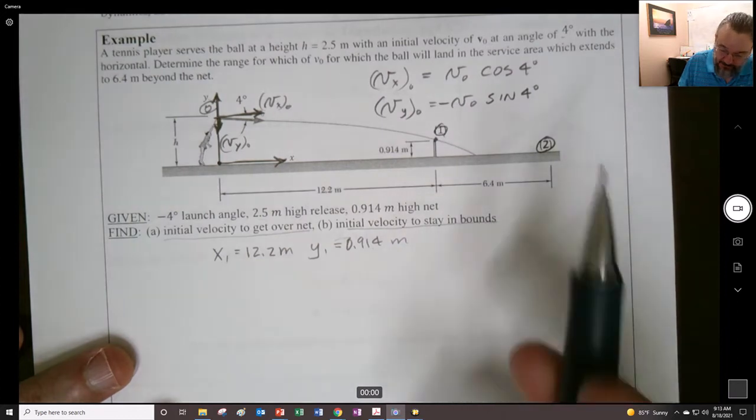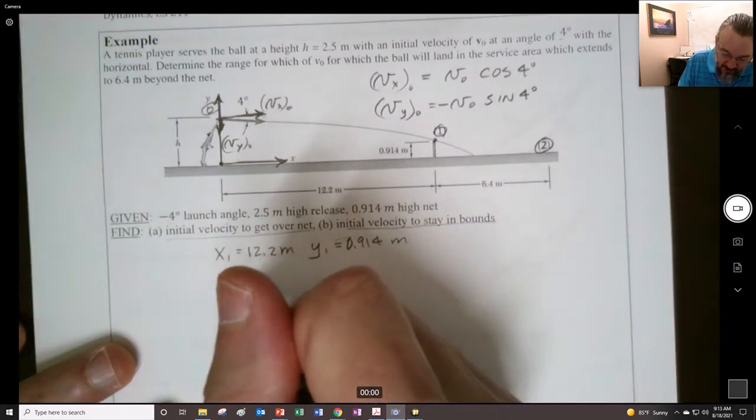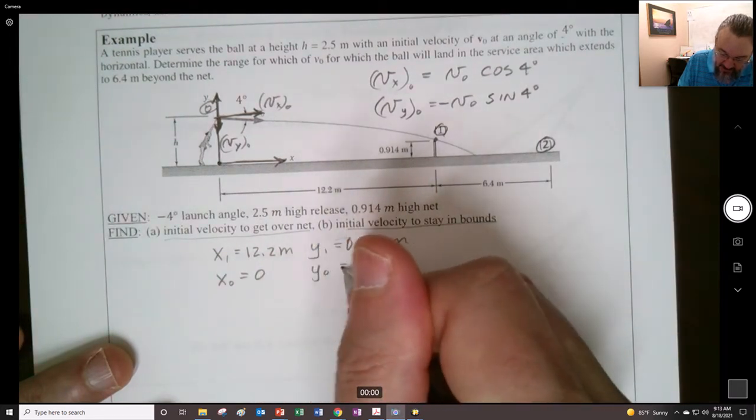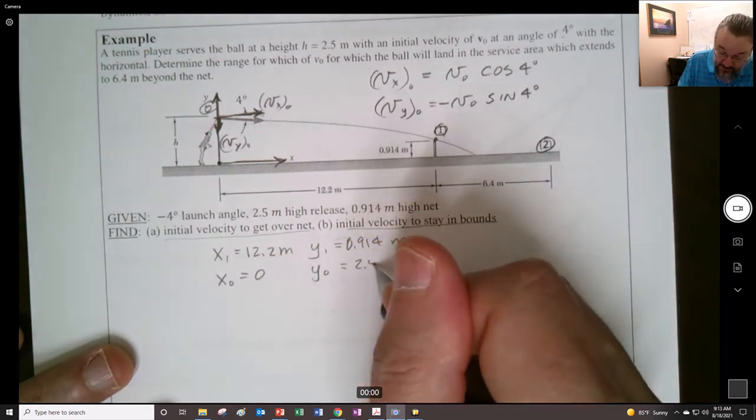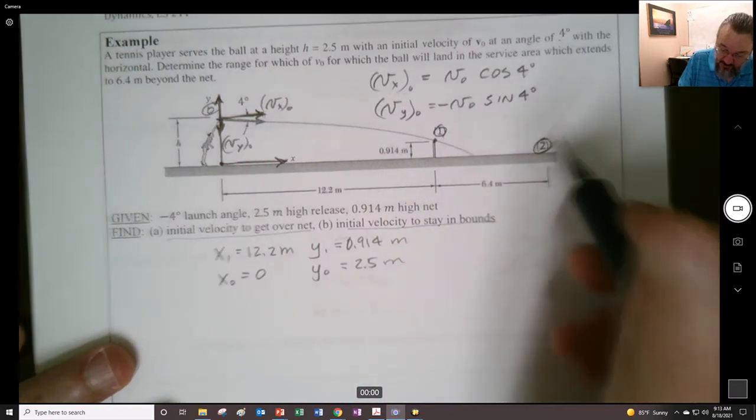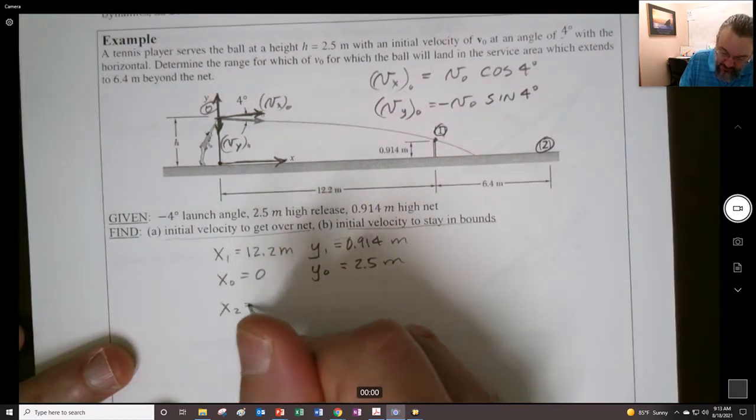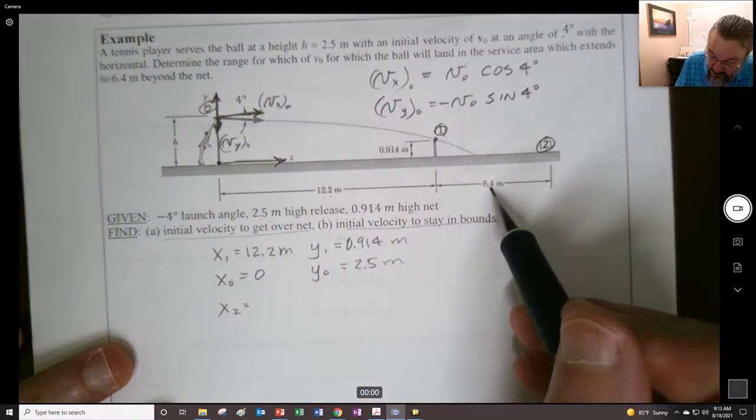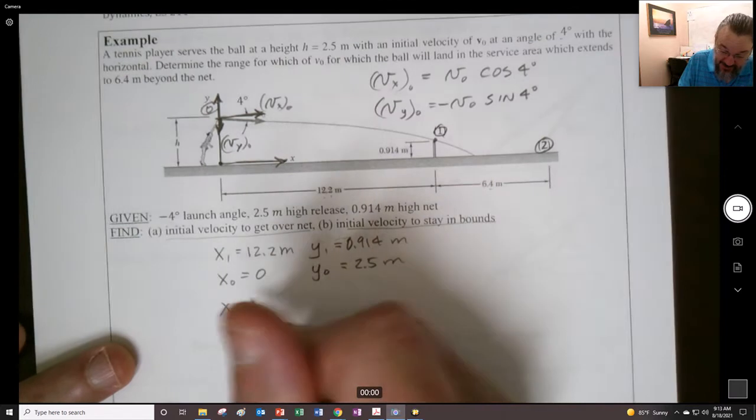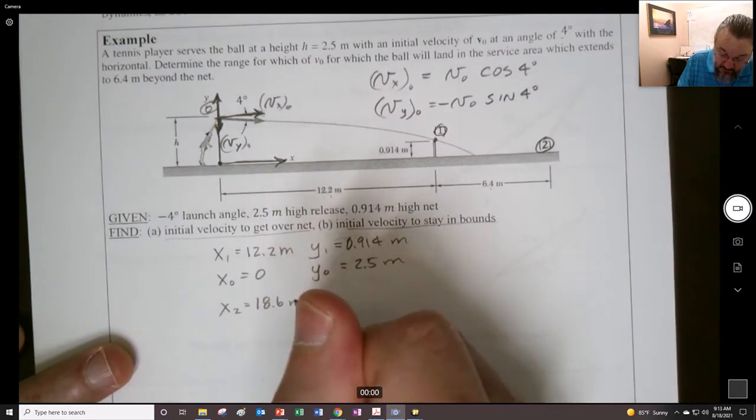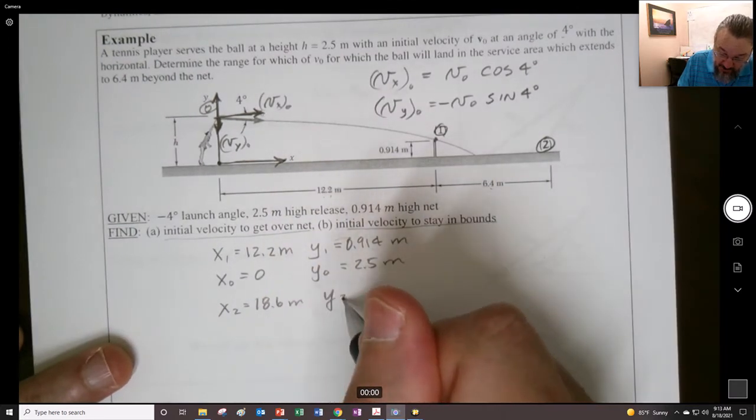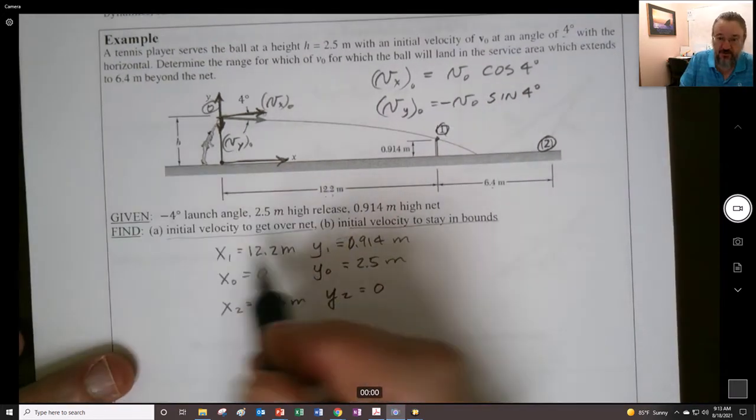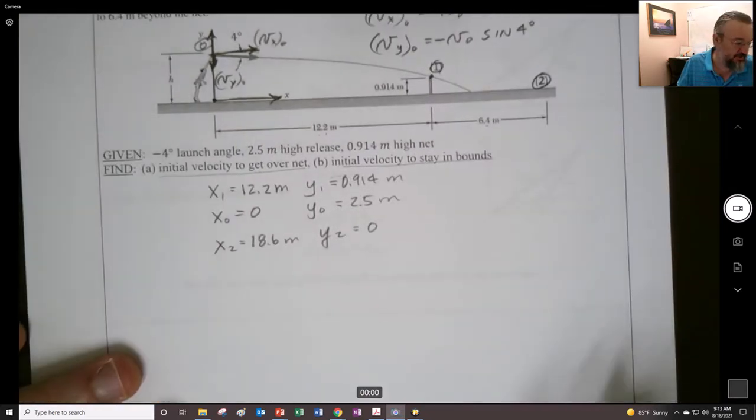And I'll write it down below it. I should have written down x first. x naught is equal to 0, y naught is equal to 2.5 meters, right? And then I'll do this one too. I didn't do them in order, but you get the idea. x2 is going to be 12.2 plus 6.4, which I believe is 18.6. And so y2 is going to be equal to 0, right? So these are things we're going to plug into an equation after we get done.